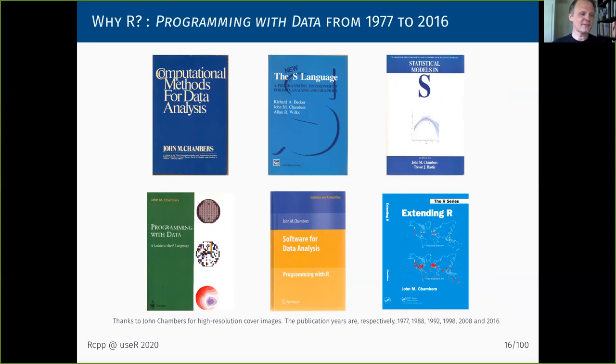Then a couple of years later came, this was in the late 90s, 1998, still only S, and John at that time, I think, not quite an R Core member. This one introduced the S4 classes, which became very important. For example, Bioconductor is built entirely on S4.